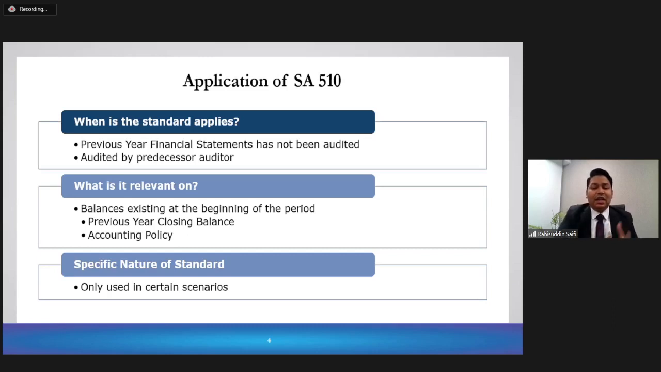And second is the accounting policies. The accounting policies which were applied in the previous year financial statement, whether these accounting policies are consistently applied in the current year as well, or is there any modification done by the financial head or the management of the company? Then I mean, we need to plan and analyze.